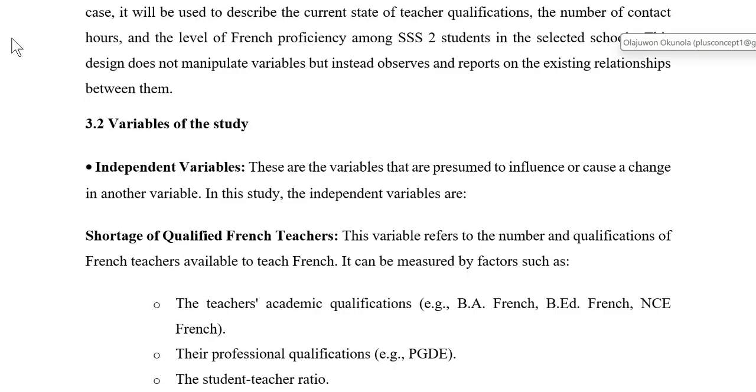So in this study, where we are talking about independent variables, independent variables are variables that we can easily manipulate. Then a dependent variable is another variable that depends on the independent variable. For instance, they said independent variables are the variables that are presumed to influence or cause a change in another variable. You understand? It can influence the other variable.